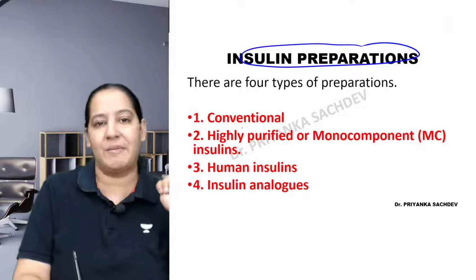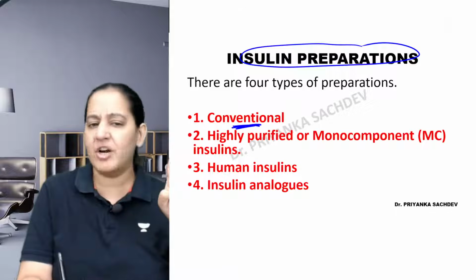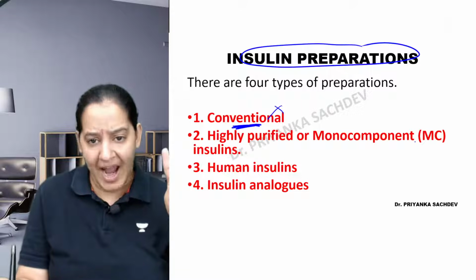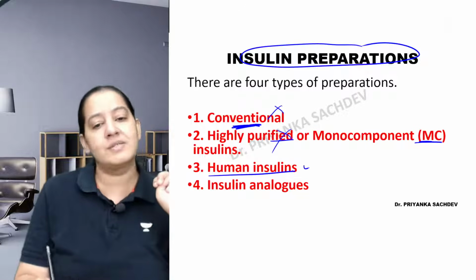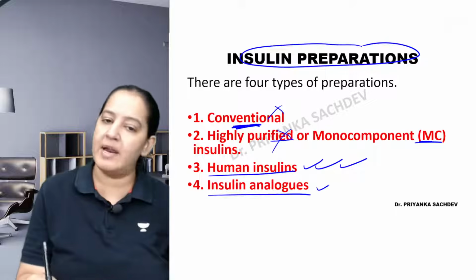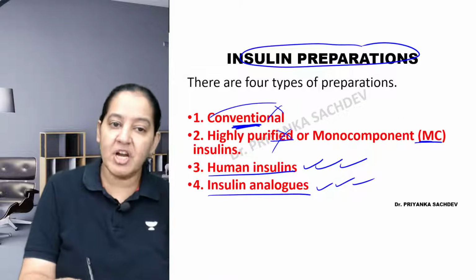So there are 4 types of preparations available. Conventional, which are not used nowadays. Number 2, highly purified or monocomponent. Of course, they are also not used nowadays. Human insulins are used nowadays. And the 4th one, insulin analogs are used nowadays. So what does conventional mean?